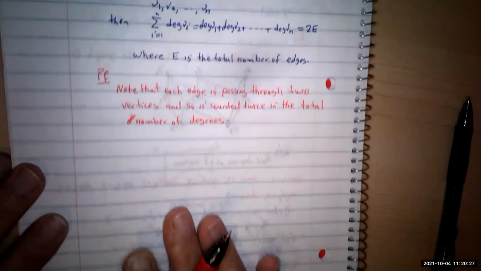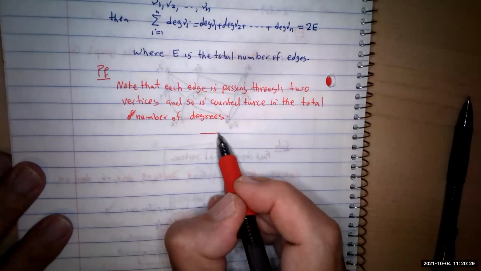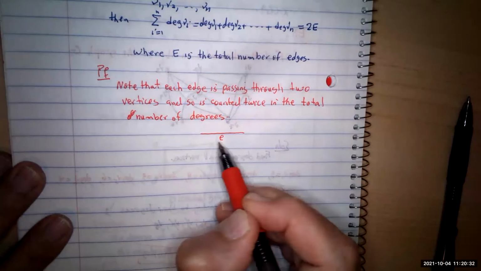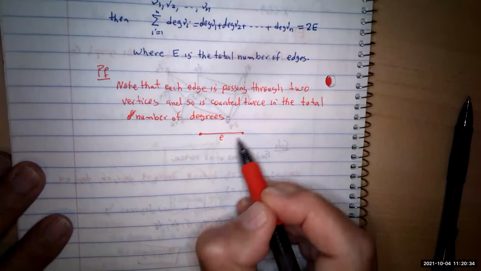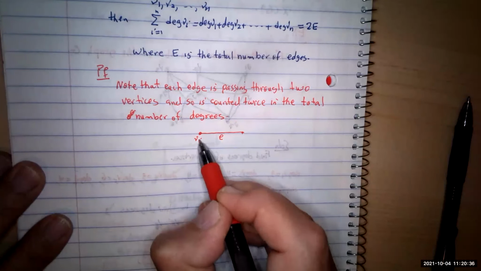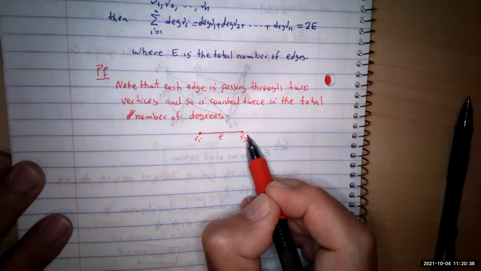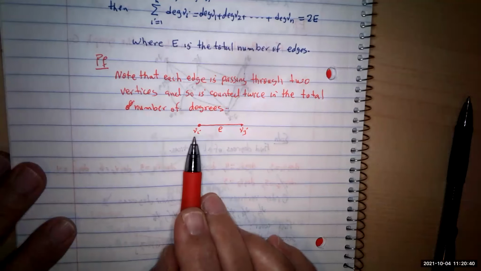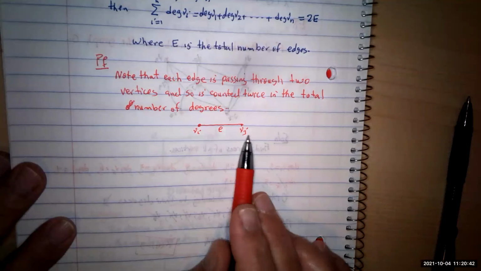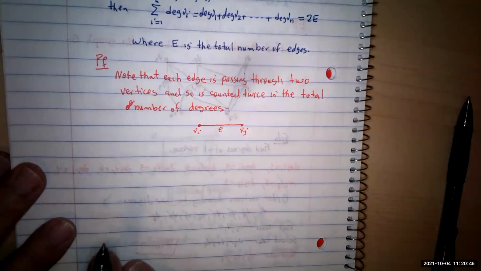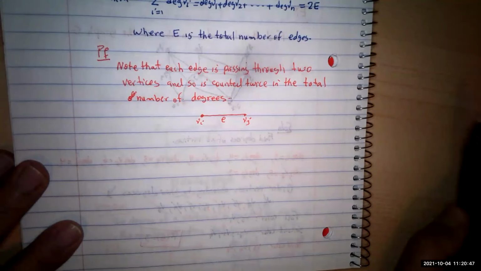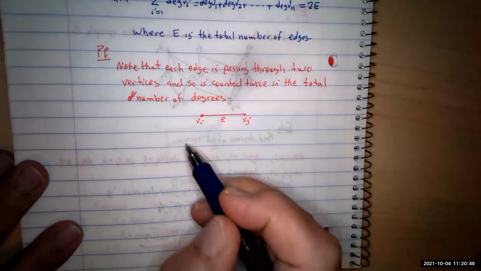Okay, that's going to be the one. So you have this edge, you see, this is going to be the edge E. The edge E would be between Vi and Vj, if you like. So when you count the degree of Vi, you count E. And when you count the degree of Vj, you are going to do the same thing. Okay, so that's going to be the handshaking theorem. Any question?